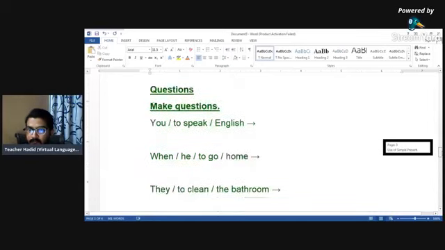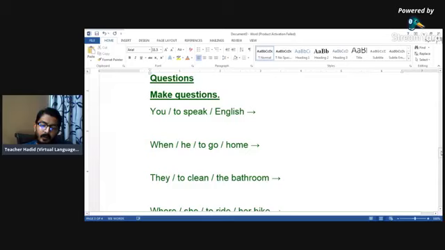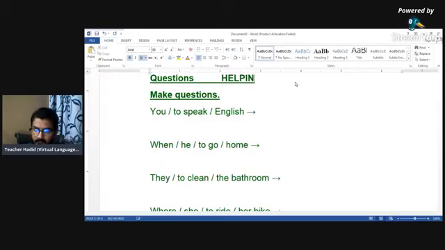You can Google it. All right, let's jump to making questions. How to make a question in present simple tense. There's a basic rule in English grammar that whenever you have to make a question in English sentences, you have to use a helping verb before the subject, and then the subject.